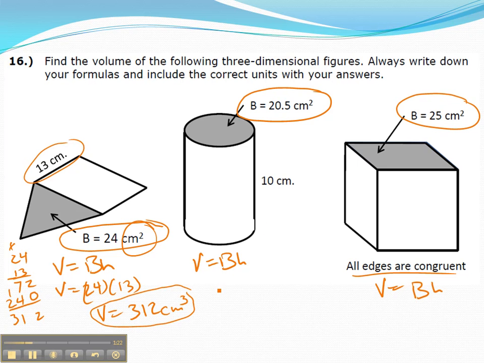Okay, for this cylinder, volume would equal, the area of the base is 20.5, and the height, the distance between the circular bases, is 10. Multiplying by 10, we can just move this decimal one place to the right, so 205 centimeters cubed.